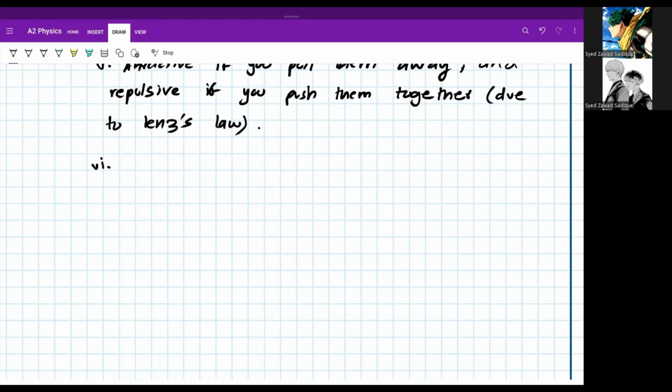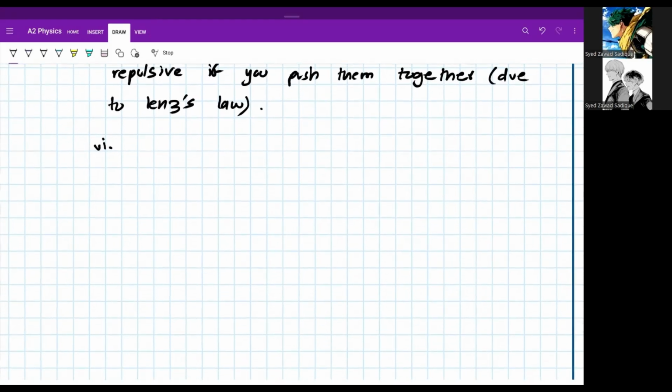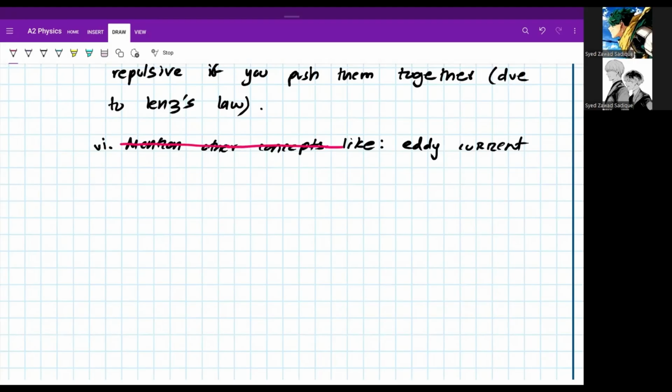Finally, number 6. Mention other concepts like eddy current. By the way, don't write this. When I mean mention other concepts, I mean some questions are point specific. So you have to talk about either the change in magnetic flux linkage and what effect it has, but you can also sometimes mention things like eddy current. Okay, so I'm just crossing this out so you're not misinterpreting. This is just for me.